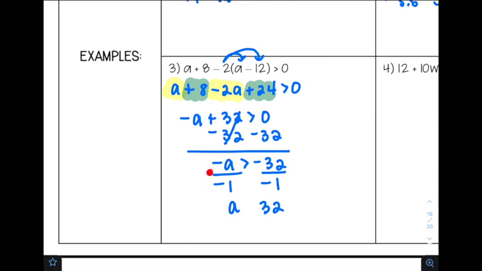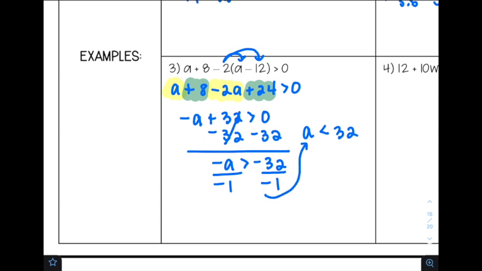Remember, when we divide or multiply by a negative coefficient, we're going to change our sign. So if this is greater than, we're going to make it less than. If it was greater than or equal to, it would become less than or equal to. But we would have just less than. So here we have A is less than 32.